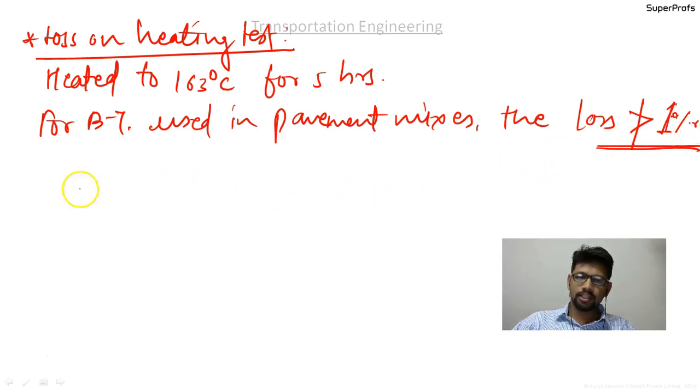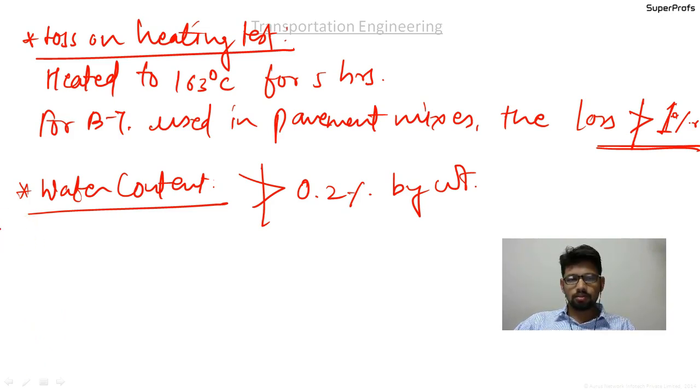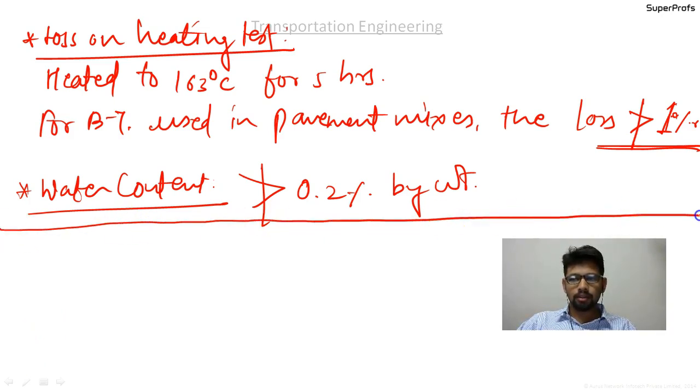Okay, next one is the water content test. Water content should not be greater than 0.2% by weight. I am not going to discuss how to find out the water content since it is known to all of us. So that was the last test on the bitumen. Now we will discuss tests on cutback bitumen.